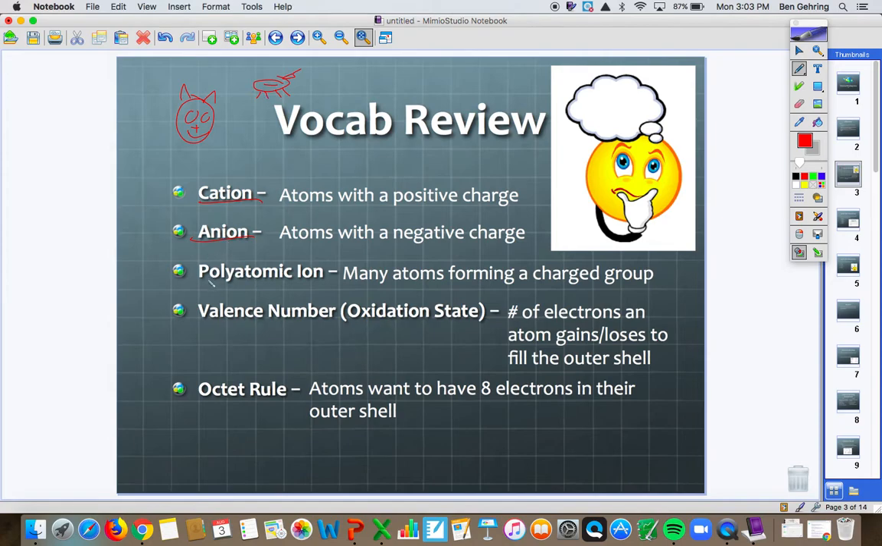A polyatomic ion. So poly means many. Atomic refers to atoms. And ion is an atom with a charge. So many atoms carrying a charge is your polyatomic ion. And then valence number, or oxidation state. This is the number of electrons that need to be gained or lost in order to fill the outer shell. And so this is what we're going to use a lot of today and in this unit, oxidation state or valence numbers, however you want to word that. And the last one is octet rule. This is the idea that atoms want to have 8 electrons in their outer shell. That is all atoms except for hydrogen and helium. They want 2. So those are your vocab terms we need for this lesson.